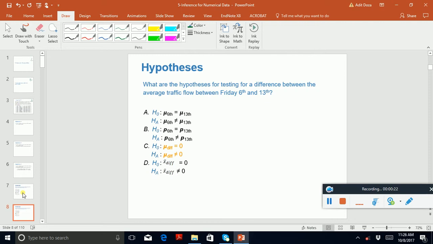If we are trying to find the hypothesis for a difference between the average traffic flow on Friday 6th and Friday 13th, our reference point is Friday 6th and 13th. So if the hypothesis is to find the difference, the appropriate one would be number C, because if there is no difference, then the traffic flow difference would be 0, and if there is a difference, then it can be either positive or negative. So this would be the ideal hypothesis to find the average difference.